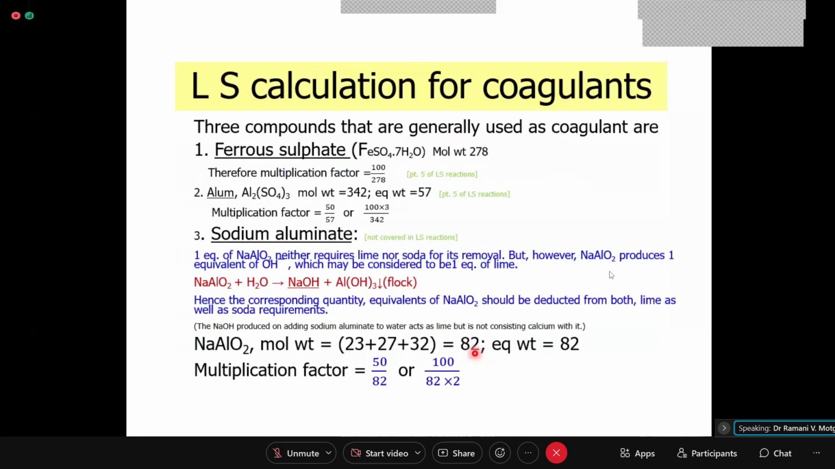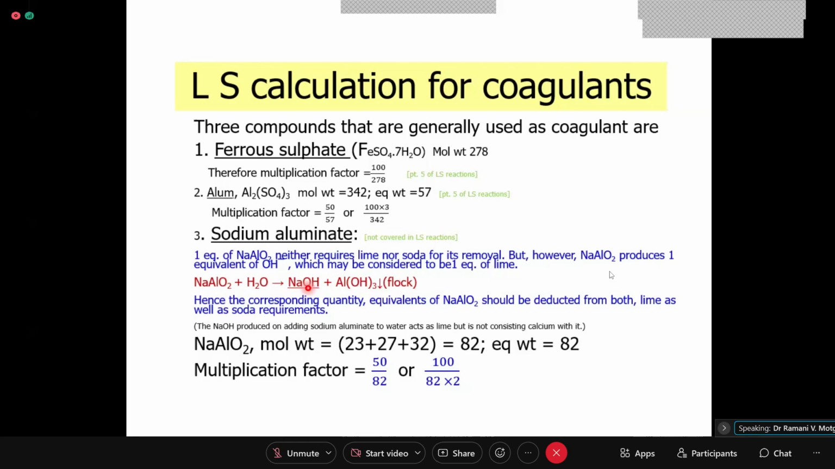Then for calculation of coagulants, alum is one of the coagulants which is written here. For ferrous sulfate, molecular weight 278, you can take the multiplication factor 100 by 278. For alum, it is 50 by 57. Now comes the important part, sodium aluminate. Sodium aluminate also forms a floc. That is why it is used as a coagulant. But the NaOH so formed is not containing any calcium with it.